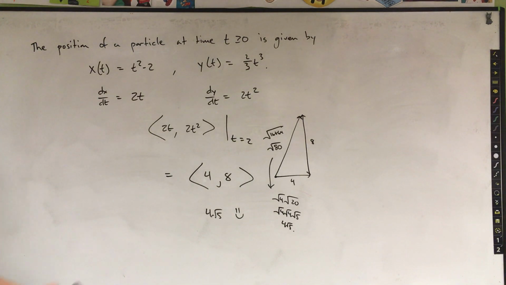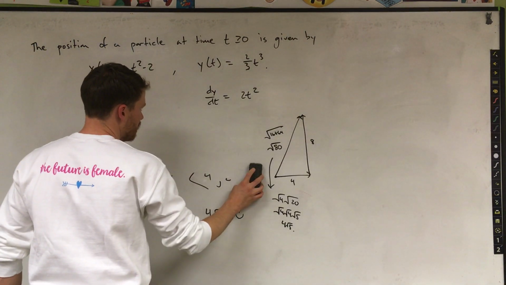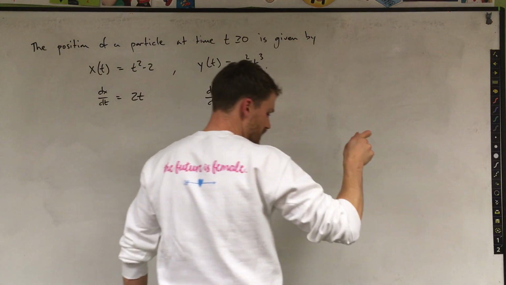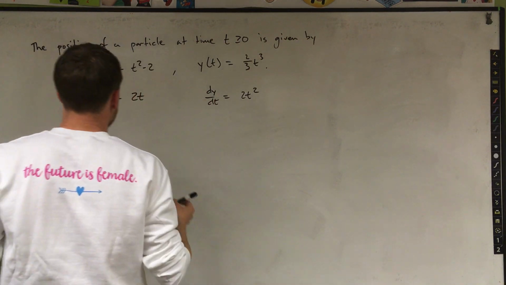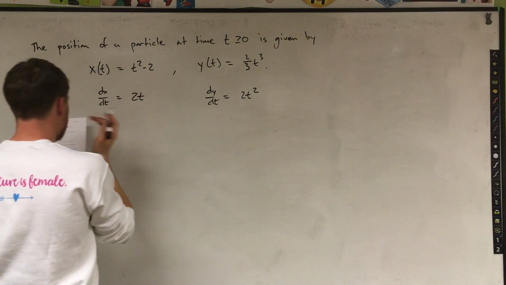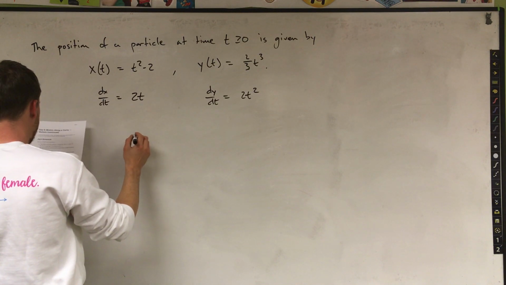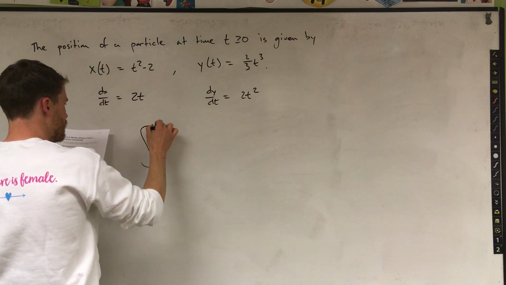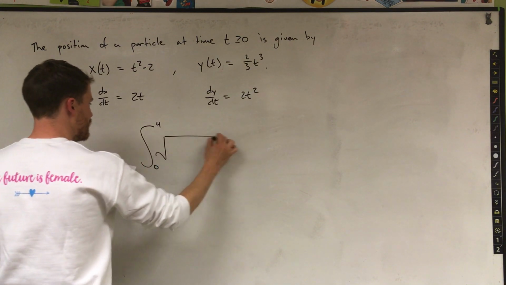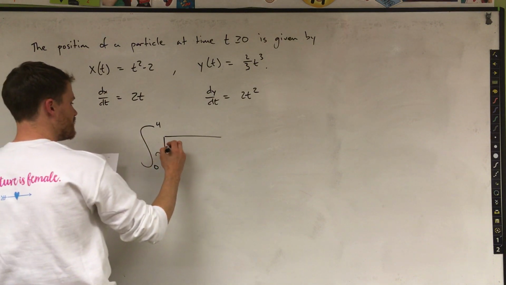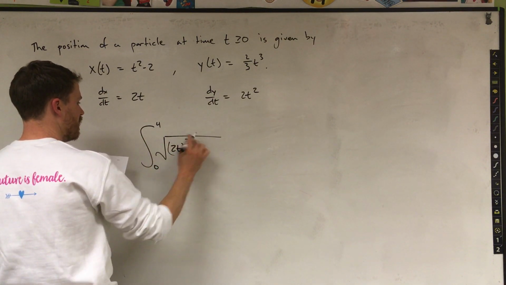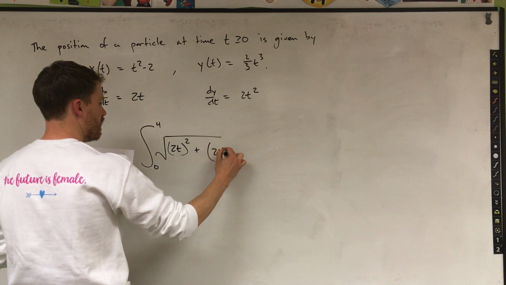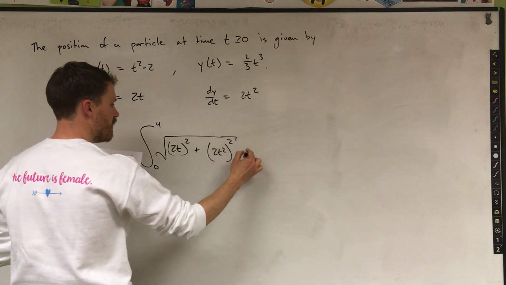Total distance traveled is simply speed times time, added up. So the integral expression for total distance traveled should be the integral from 0 to 4 of my speed. Remember, speed is the magnitude of the velocity vector, but in this case with variables. That is the square root of (dx/dt) squared plus (dy/dt) squared, dt.